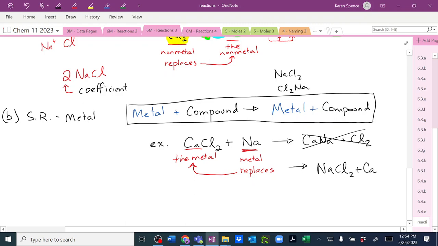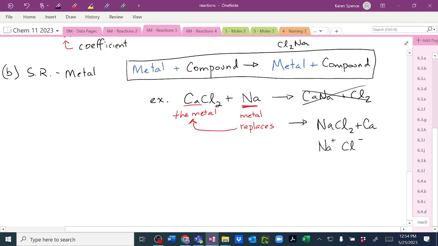What about NaCl2? Is that a good formula? No, why not? Because I got a Cl2. Na is positive, Cl is negative. I only need one of each, so this is not correct either. I need NaCl plus Ca. We're not going to bother balancing this one right now.